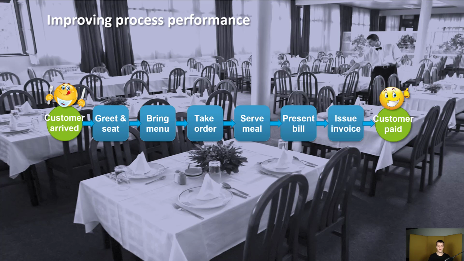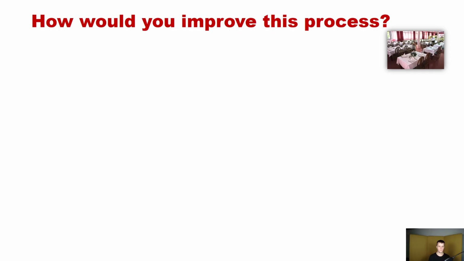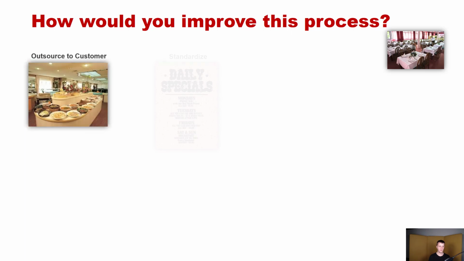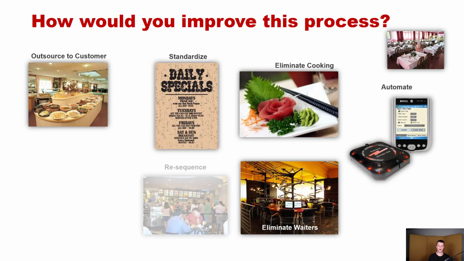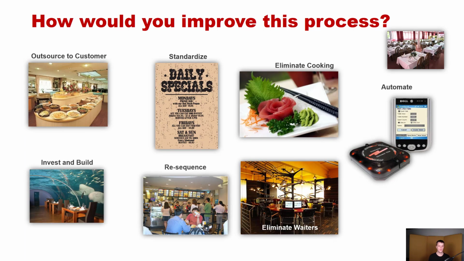So let's think about it for a moment. How would we actually improve that process? How would we make it better? And there are multiple ways of doing that. You could outsource some parts of work to your customers. You could, for example, standardize the menu by, let's say, reducing the items that you have on the menu and thus reducing possible food waste. Or you could maybe reorient yourself towards different foods that do not require cooking.